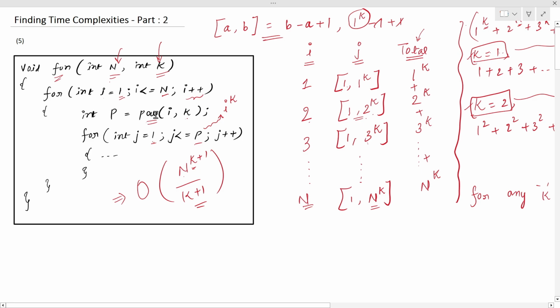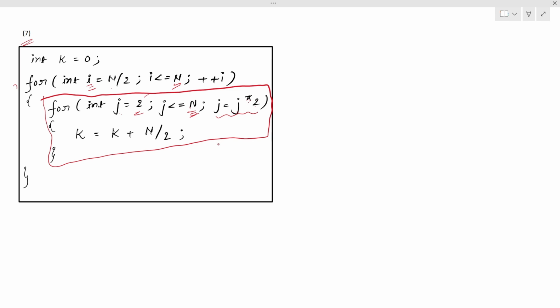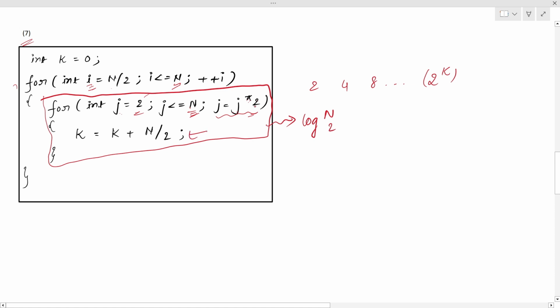And j there was dependent on p, that means the power function. Power function is i power k, that's why j was also dependent on i in those questions. But here j is like an individual loop that is running, and you could already have guessed the time complexity if you have seen my previous sessions. Here every time j is multiplied by 2, so j goes 2, 4, 8 and so on till 2 power k. So you got 2 power k, which means the complexity is log n base 2. That's it. This is a constant thing, so for this second for loop it is log n base 2.